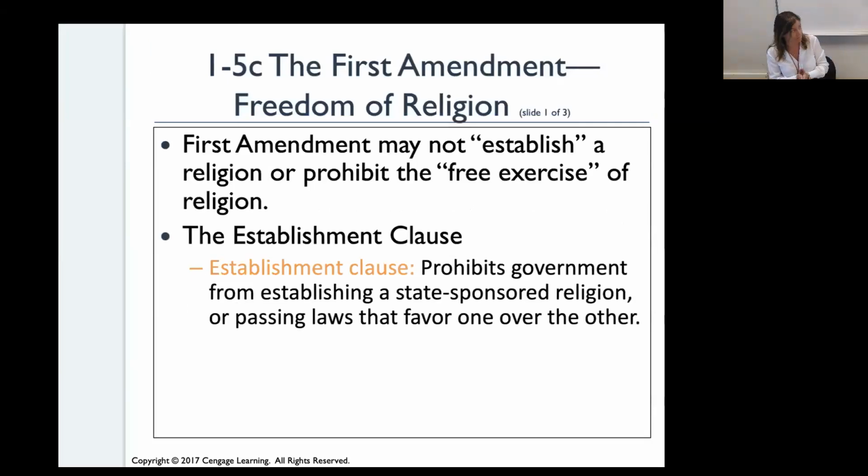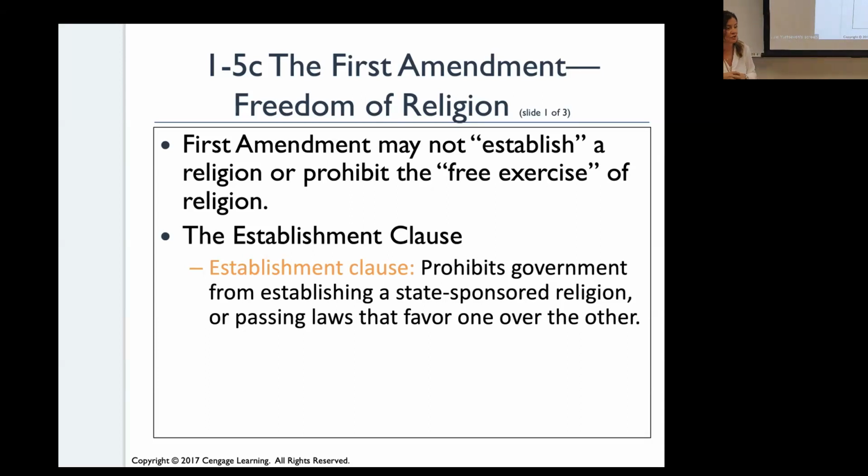Freedom of religion. Everybody can exercise their religion of their choosing, right? As long as it doesn't harm anybody. There's no government established religion. We are a secular country. What does it mean to be a secular country? Yes, Justin. Separation of church and state. Yes, very good. Separation of church and state.